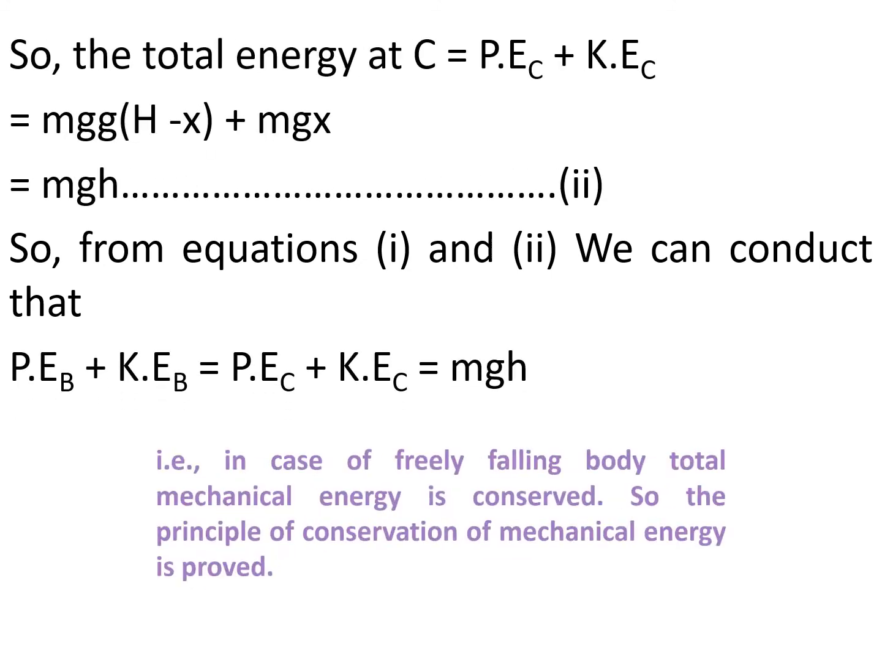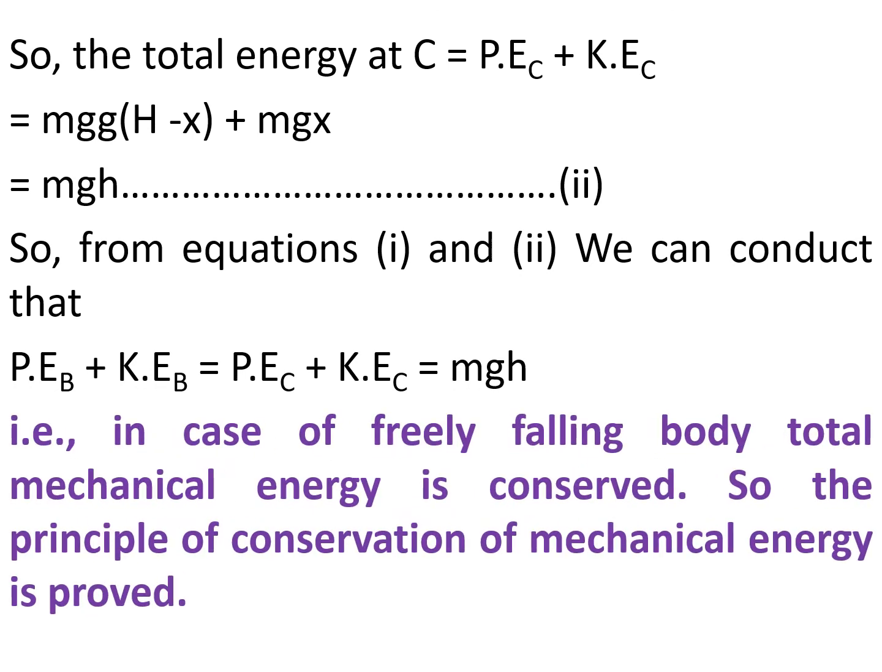Now from equation 1 and 2 we can conclude that potential energy plus kinetic energy at point C will be mgh. That is, in case of a freely falling body, total mechanical energy is conserved. So the principle of conservation of mechanical energy is proved.